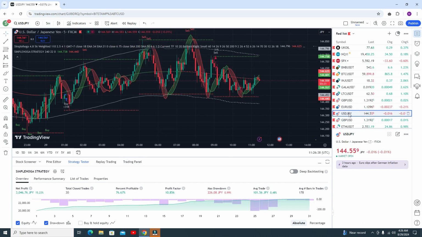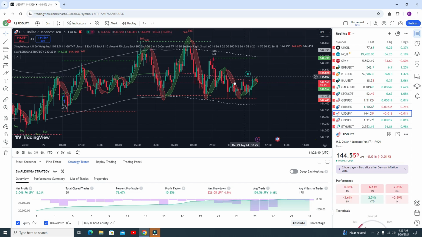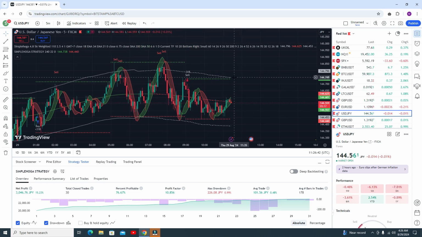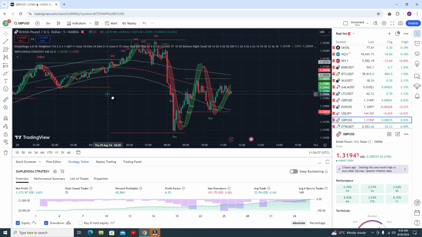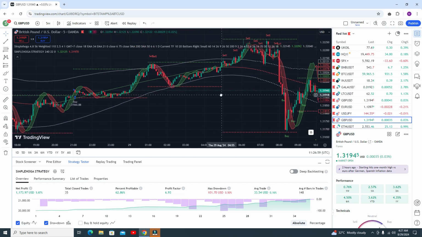USD JPY, you got the sell signal here, you need to wait. When you got the sell signal, another sell signal, after getting this signal you need to wait for this sell signal at this point, and it will definitely give you the profit. Okay, GBP USD. Okay, and we got the buy signal, you can go for the buy trade, book your profit.